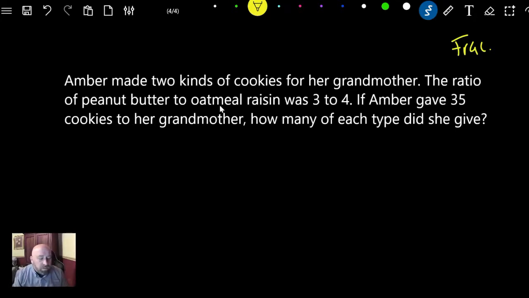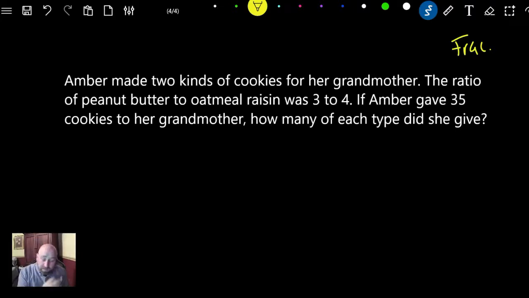So peanut butter cookies to oatmeal raisin was 3 to 4. If Amber gave 35 cookies to her grandmother, how many of each type did she give? Okay, so how are we going to do this?